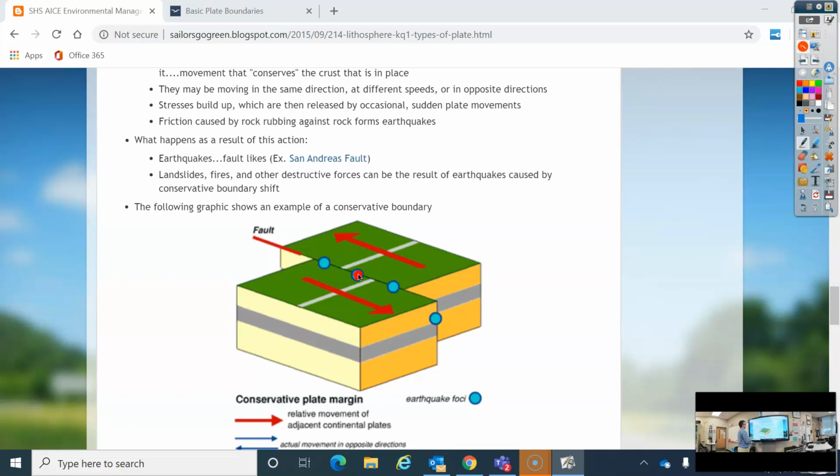So this is what happens in California. Landslides, fires, and other destructive forces can be the result of earthquakes caused by conservative boundary shift. So basically you have earthquakes that happen, and then lots of other things can happen because of the earthquakes, and we'll talk about that in the next chapter. You can see here the conservative transform boundary. You've got plates moving in opposite directions. You get these stress marks, and those can be where the earthquakes start.